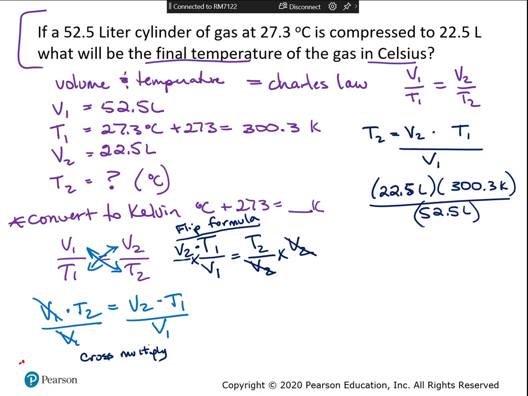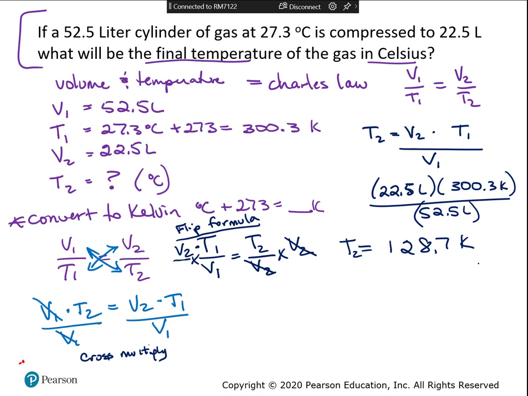22.5 times 300.3, 52.5. And I got 128.7 degrees Kelvin. So now before I round this, I want my answer in Celsius. So what do I have to do? Subtract 273. So to go from Kelvin to Celsius, you subtract 273.